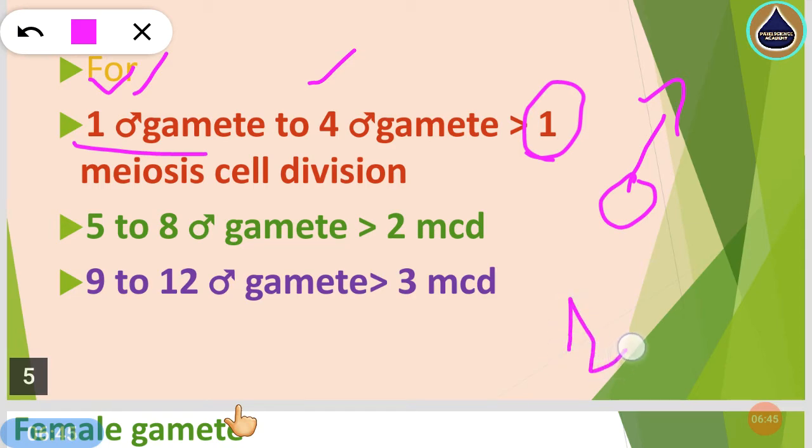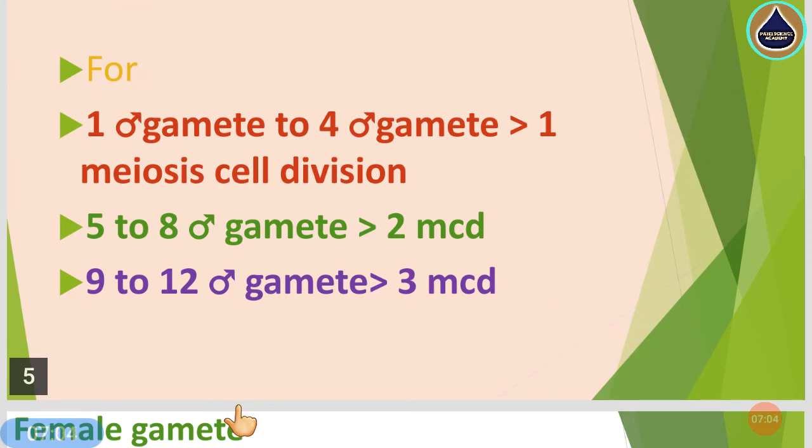It means one meiotic cell division gives 4 pollen grains, and each pollen grain converts into one male gamete. So by one meiosis cell division, one pollen mother cell converts into 4 male gametes. Likewise, in the second example, you can see here up to 1 to 4, only one cell division is needed.